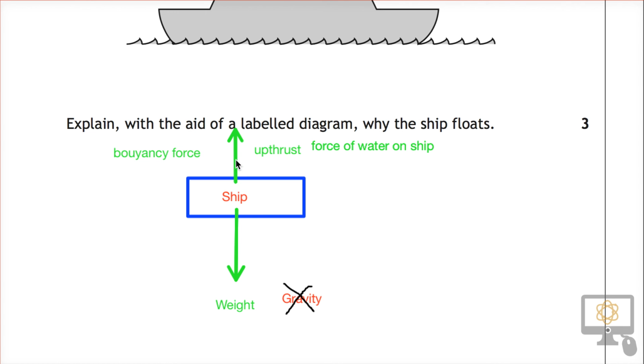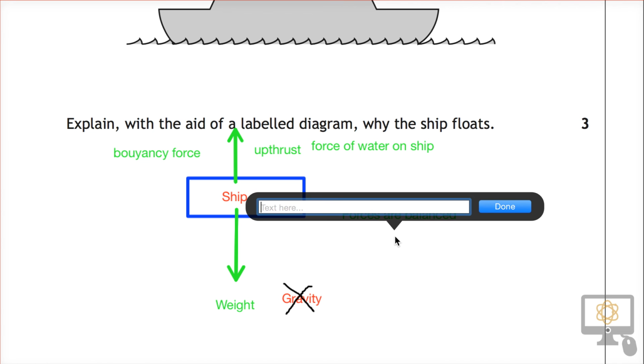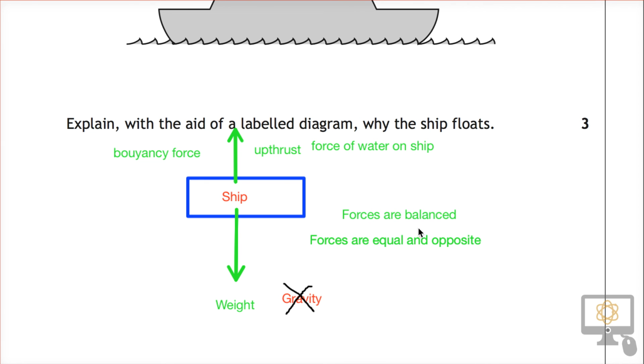But of course, as I reminded you earlier, you cannot say it's the force of the ship on the water. You must talk about the fact that this force is acting on the ship. So doing that will give you 2 marks, and your final mark will be for writing that these forces are balanced. You could also, of course, say the forces are equal and opposite. And that would give you the 3rd mark. Either of those 2 statements would be fine.